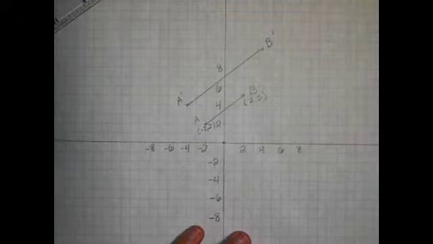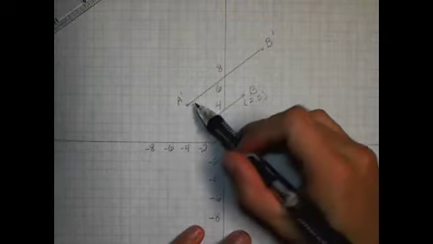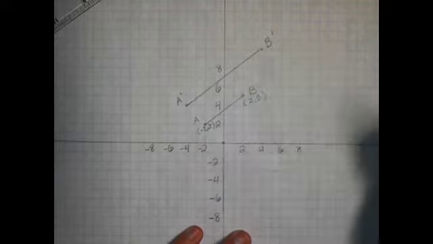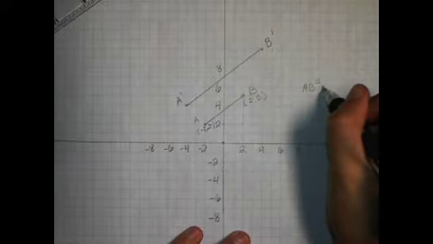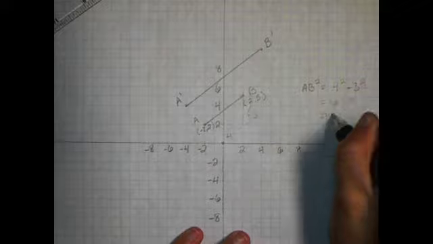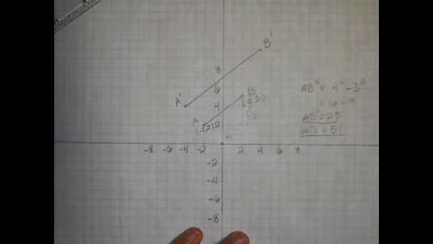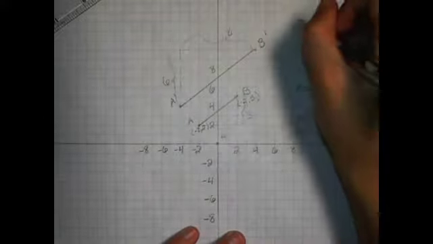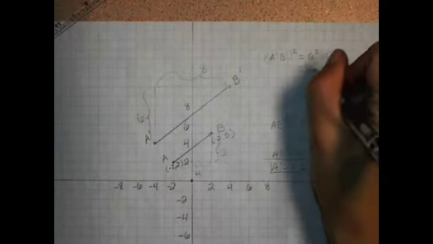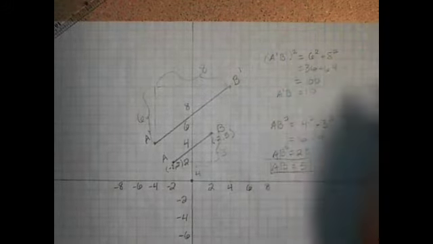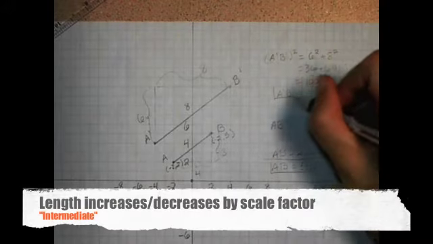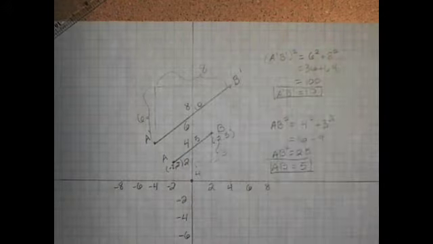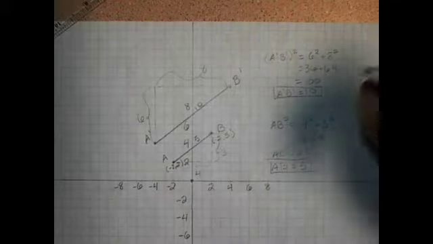So there are some properties that we can observe. First thing that you might notice is the increased length. I could use the Pythagorean theorem to figure out the length of AB. And I can use the Pythagorean theorem again over here. And I can see that the coordinates were doubled and the lengths were doubled. That's one observation I can make.